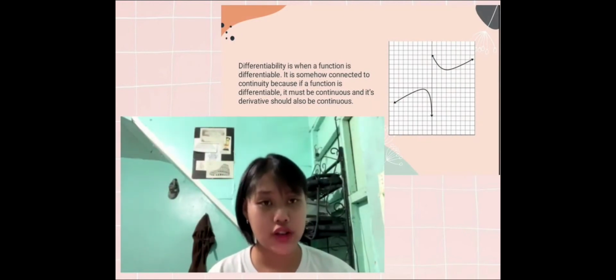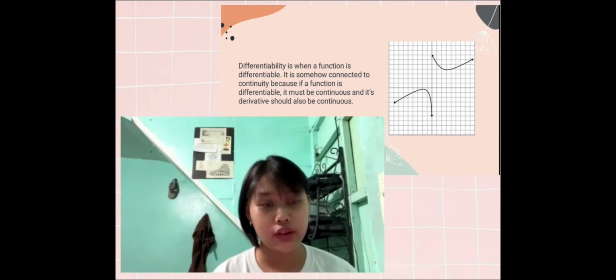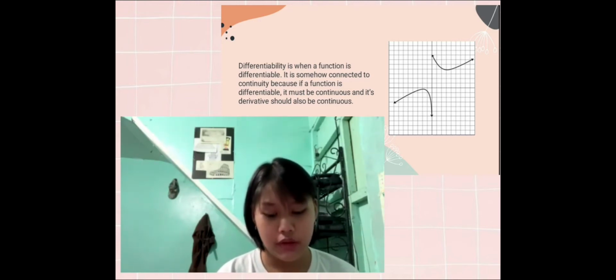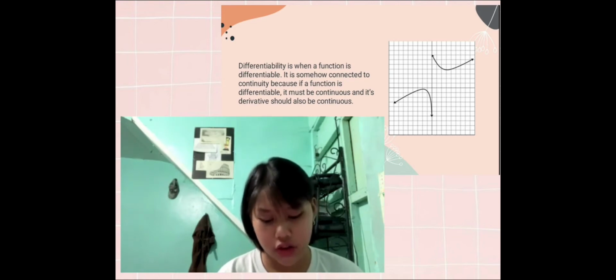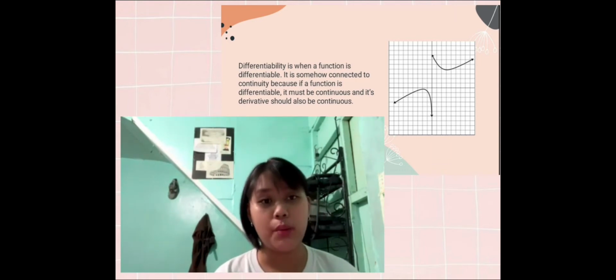Differentiability is when a function is differentiable. It is somehow connected to continuity, because if a function is differentiable, it must be continuous and its derivative should also be continuous. Continuity of a function is a characteristic by virtue of which the graphical form of that function is a continuous wave. A differentiable function is a function whose derivative exists at each point in its domain.